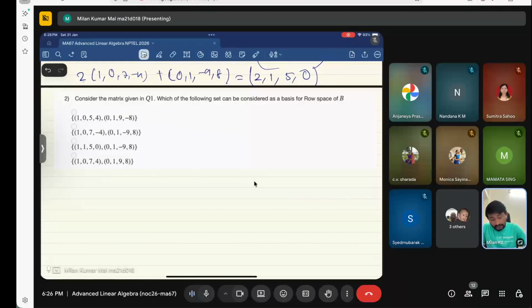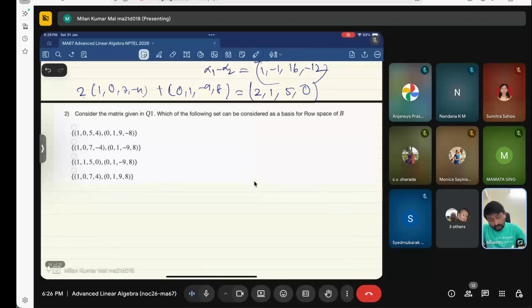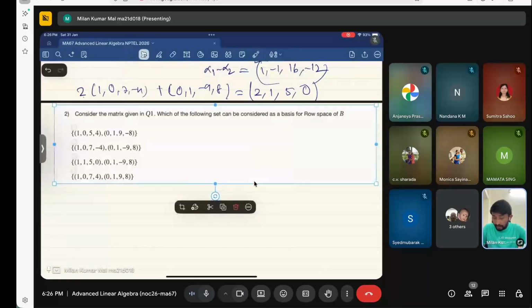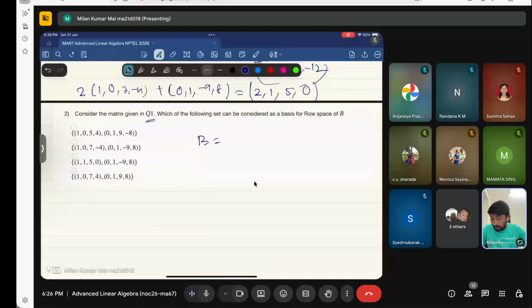So here the thing is: consider the matrix given in question 1. Question 1 means the question I have done. So let me write the matrix again. The matrix I have discussed is 1, 1, minus 2, 4, 2, 1, 5, 0, and 3, 2, 3, 4, and another is 1, 0, 7, minus 4. Yeah. So these are the matrix.